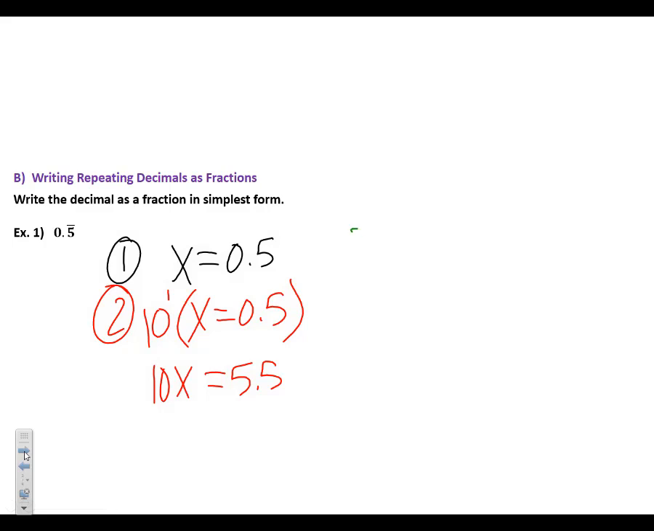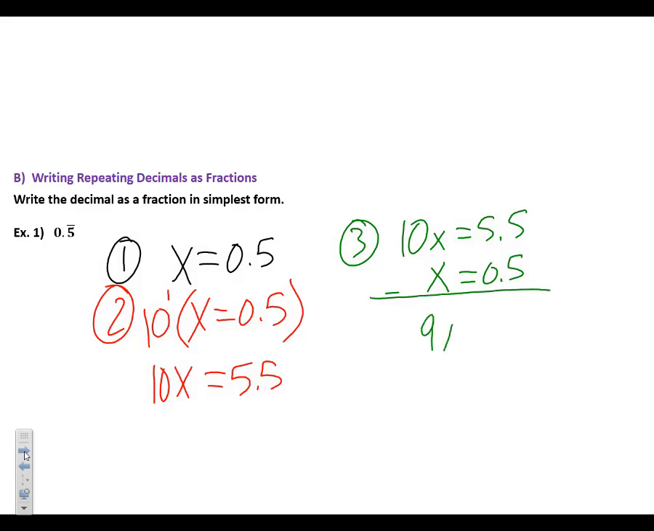Then I go to step 3. Step 3 says I'm going to take the new equation, 10x equals 5.5, and I'm going to subtract the original one, x equals 0.5. When I subtract them, I get 9x equals 5.